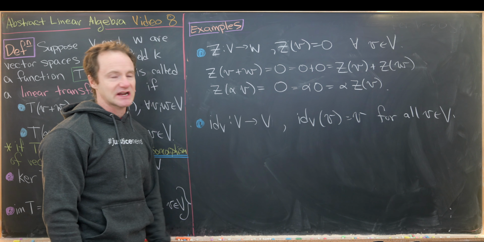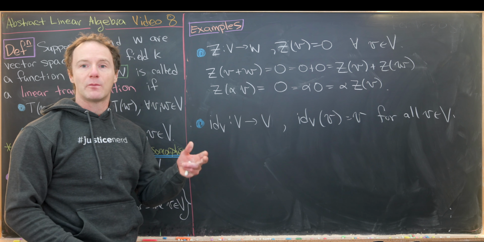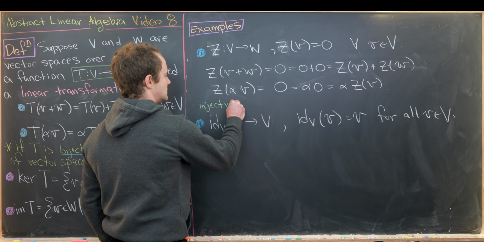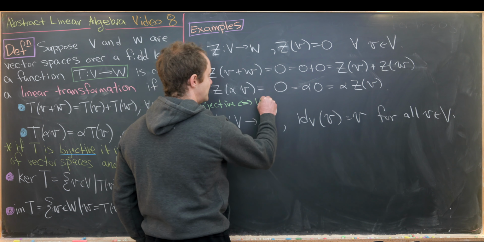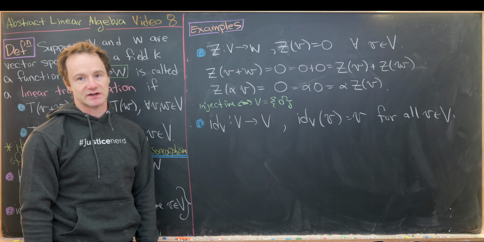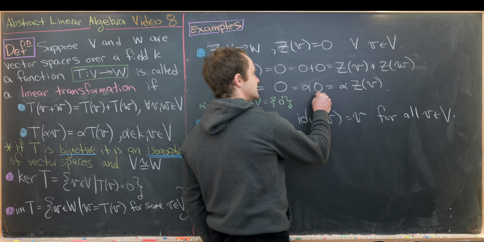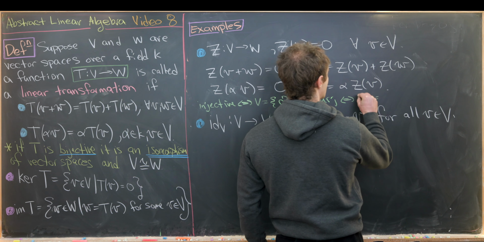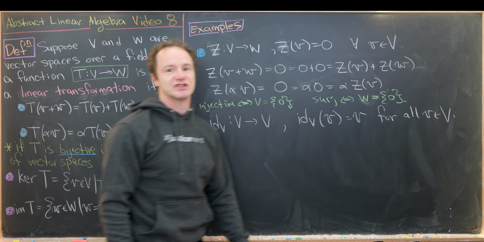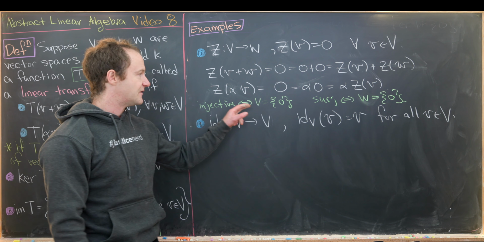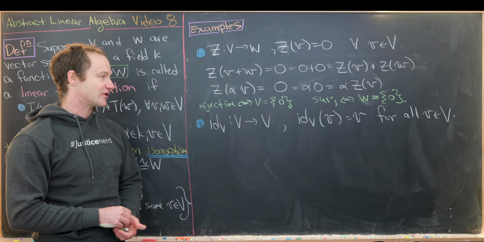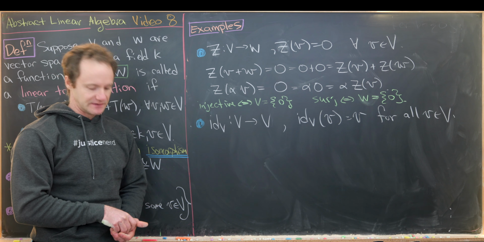Now, is it injective or surjective? Well, probably not. It's injective if and only if V is just the trivial vector space, the 0 vector space. And it's surjective if and only if W is the trivial vector space which just contains 0. If V and W are more interesting vector spaces, then it is neither injective nor surjective.